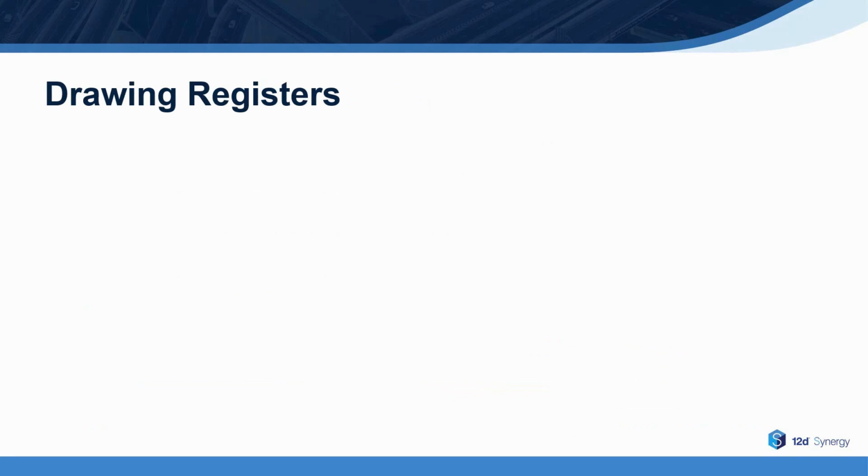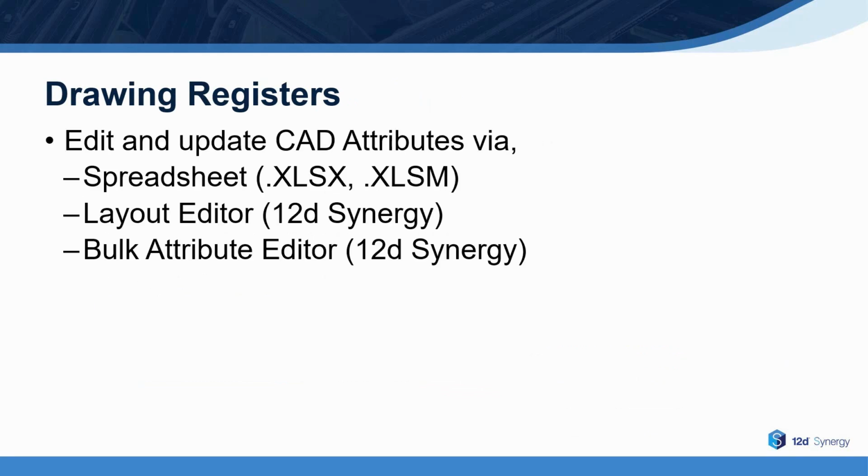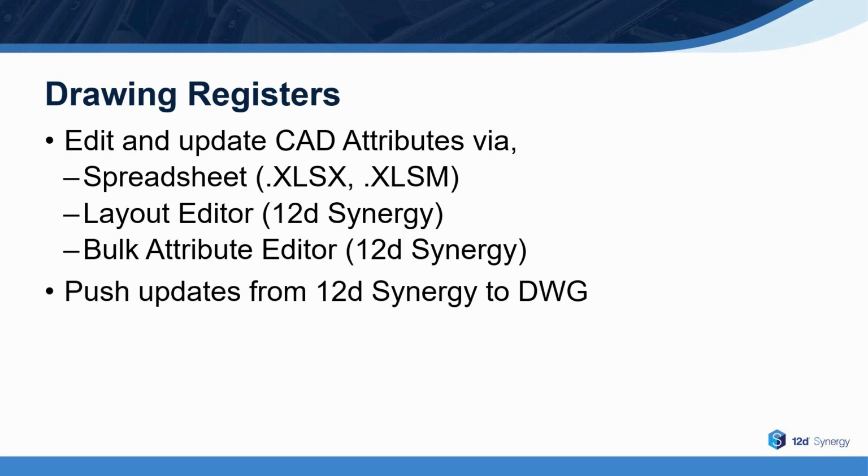12D Synergy can also update your CAD attributes in your drawings, and there are a number of ways you can do this. You can edit and update your CAD attributes via a spreadsheet. You can use the 12D Synergy Layout Editor or the 12D Synergy Bulk Attribute Editor. These can push updates from 12D Synergy to your DWGs.